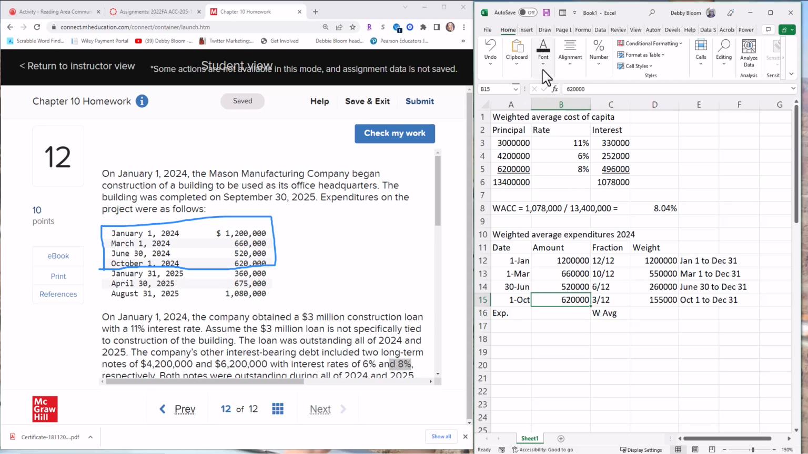So my total expenditures, sum of all of those numbers, $3 million. Weighted average expenditures, add all of the weights. Let's start again. Weighted average expenditures, add all of them up, and we've got $2,165,000.